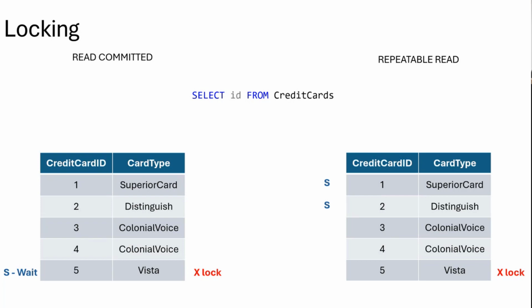So the shared locks are being held on the whole table, and I'm also stuck at the end because there is already an X-lock on credit card ID 5. But the difference between the two isolation levels, repeatable read and read committed, is that on read committed, there is only one waiting shared lock on the table, while on repeatable read, there are 4 already placed shared locks and 1 is in a waiting mode.